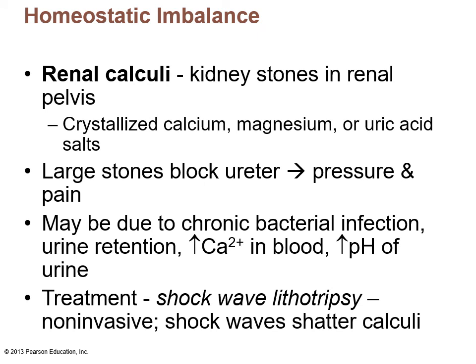Now, a homeostatic imbalance of the ureters and the kidneys is called renal calculi. These are kidney stones that occur many times in the renal pelvis, and they're crystallized salts. Sometimes they have calcium, magnesium, or they could be uric acid salts. Large stones can block the ureter, and that can build up pressure and cause a lot of pain. The cause of renal calculi may be chronic bacterial infection, urine retention, increased calcium levels in the blood, and increased pH of the urine, which makes it a more suitable environment for the stones to occur.